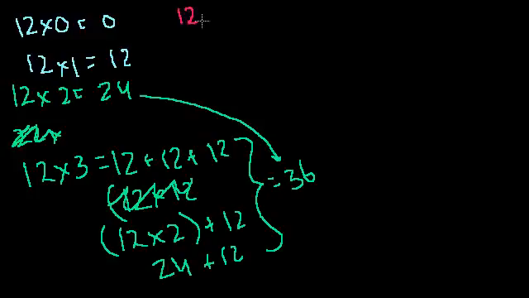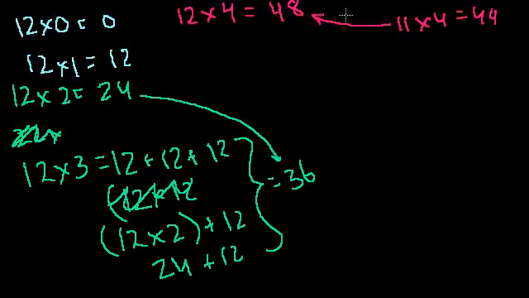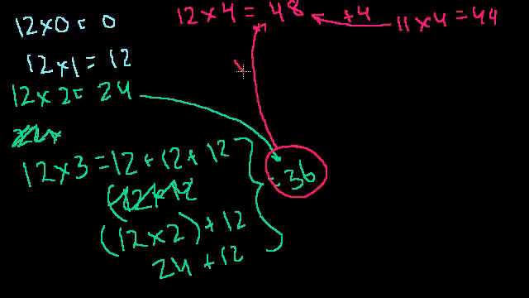12 times 4 is equal to 48. And there's a lot of ways you could think about it. You could say 11 times 4 is 44, and you go up by one more 4, so you get to 12 times 4. Or you could say 12 times 3 is 36, and you can add 12 to it to get to 48. Either way works, because we can multiply in either direction.